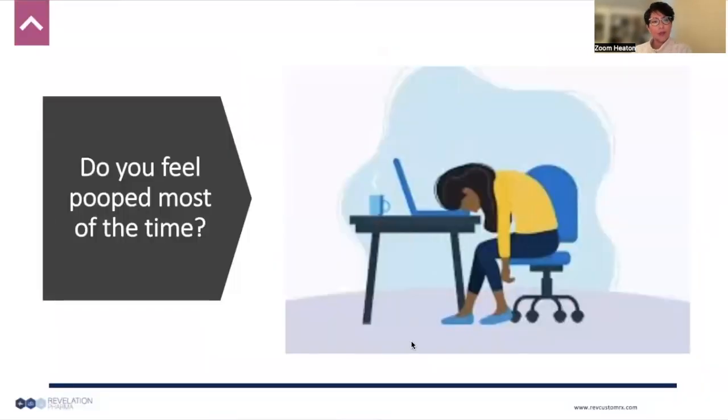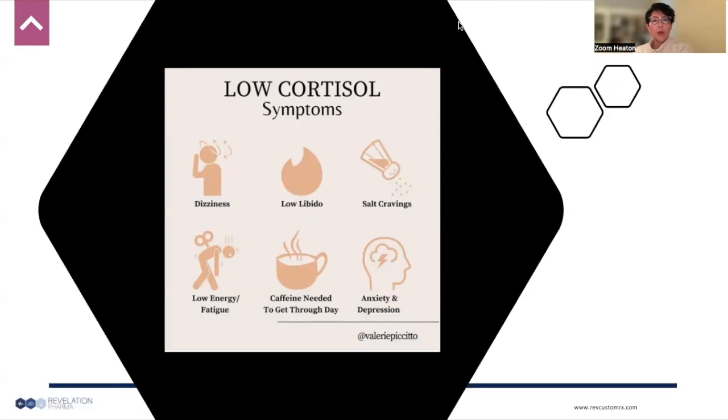Now let's go to low cortisol. So do you feel tired all the time, pooped out, needing coffee, needing sugar, needing more carbs to keep going? So here are some low cortisol symptoms like low energy, fatigue, low libido. You've got to have more caffeine to get through the day. You're anxious and depressed, and you may find yourself with some salt cravings.